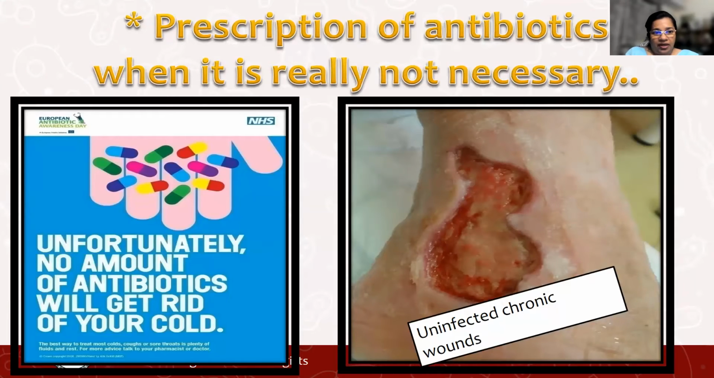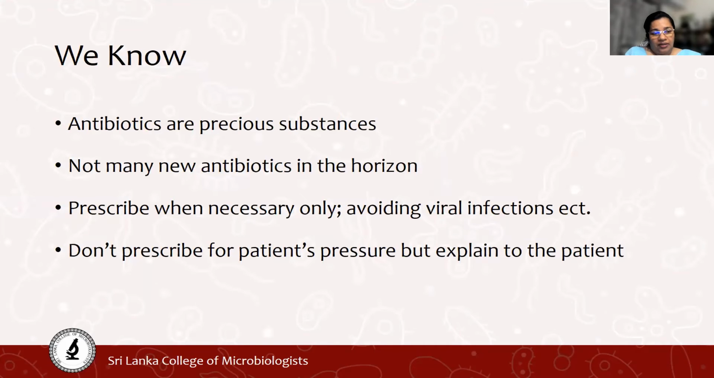Prescription of antibiotics when it is really not necessary is one of the reasons for appearance of resistance, such as antibiotics taken during viral infections, taken for uninfected chronic wounds. We know antibiotics are precious substances, not many new antibiotics in the horizon. Prescribe when necessary only, avoiding viral infection always.